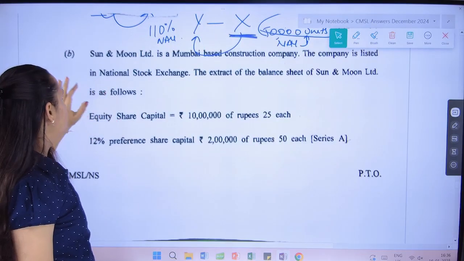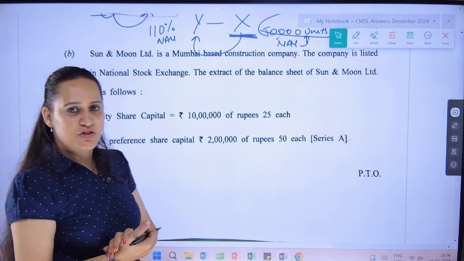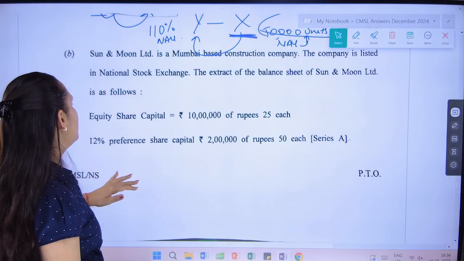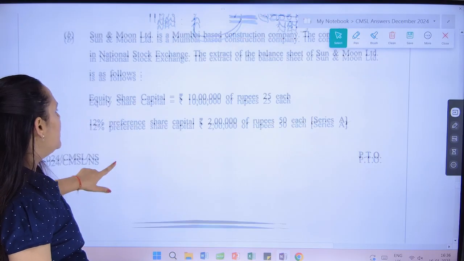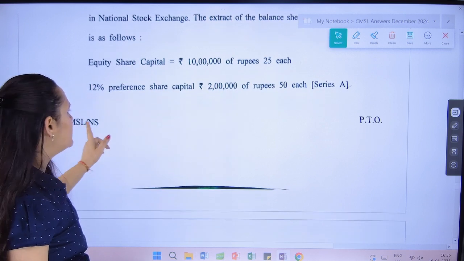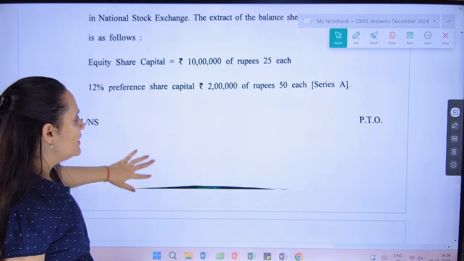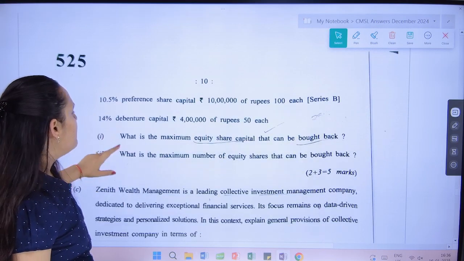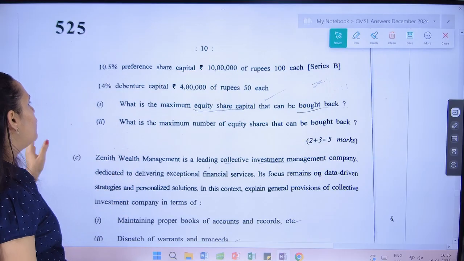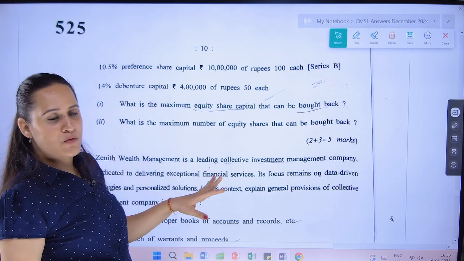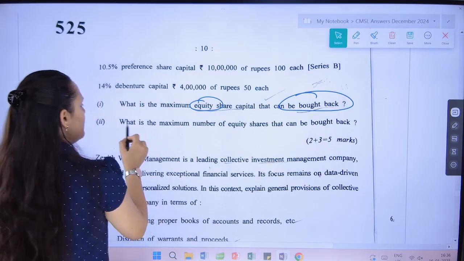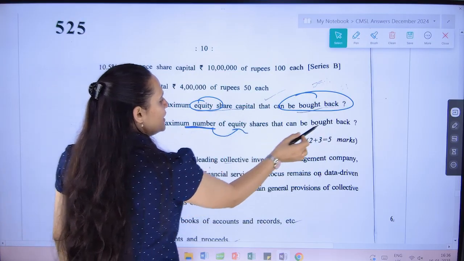Sun and Moon Limited is a Mumbai-based construction company. The company is listed on the National Stock Exchange. The balance sheet has been provided as below. Equity share capital is rupees 10 lakh of 25 rupees each, 12% preference share of rupees 2 lakh of 50 rupees each, Series A. 10.5% preference share capital, 10 lakh of rupees 100 each of Series B, 14% debenture of 4 lakh rupees 50 each. What is the maximum equity share capital that can be bought back, and what is the maximum number of equity shares that can be bought back?